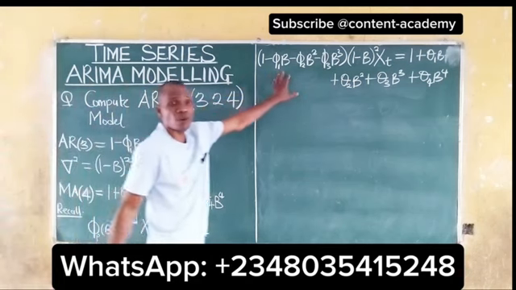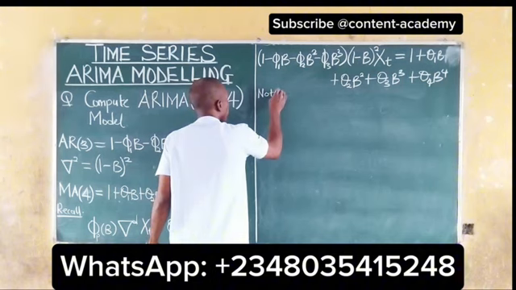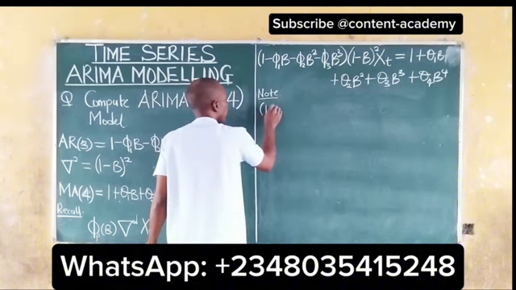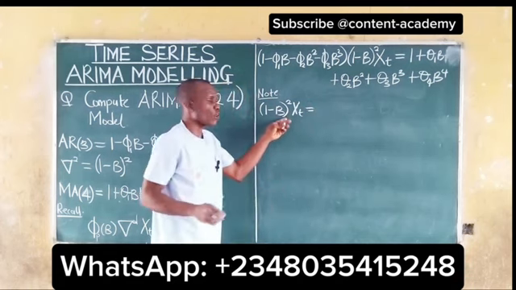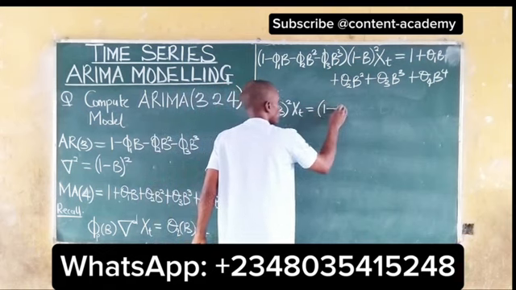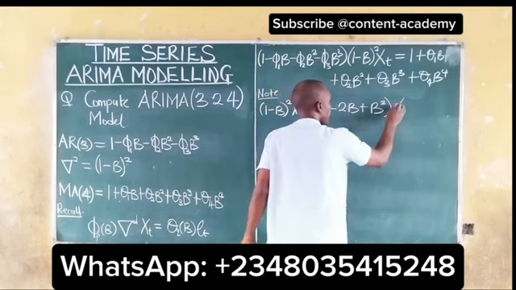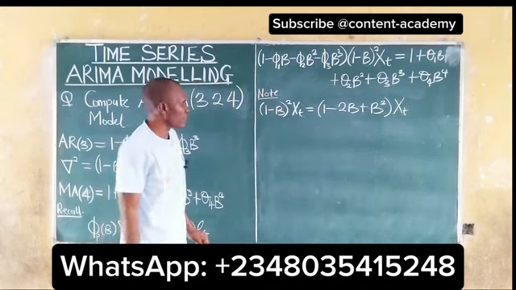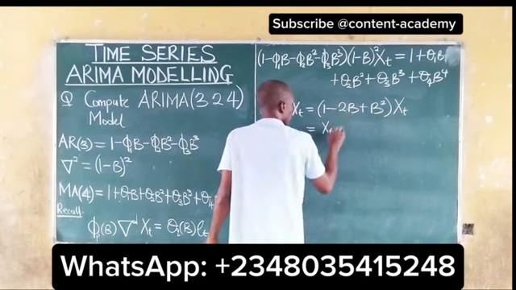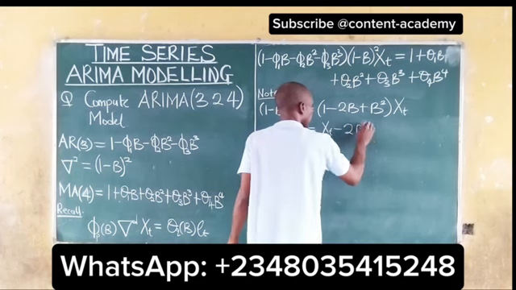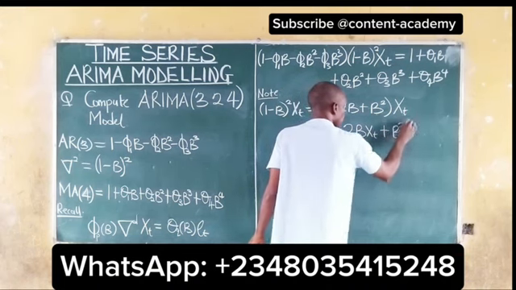But we can still write this out properly, so it will be very easy for you. We have to know that 1 minus B all squared X_t is equal to, from the quadratic expansion, 1 minus 2B plus B squared, then multiplied by X_t. We can use this X_t to multiply the whole of this to give us X_t minus 2B X_t plus B squared, that means the backward shift, X_t.